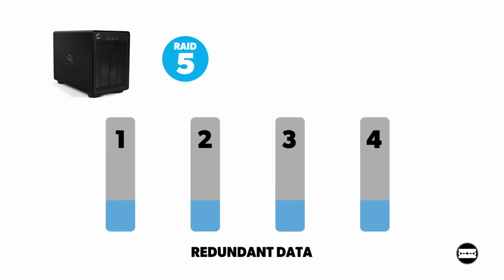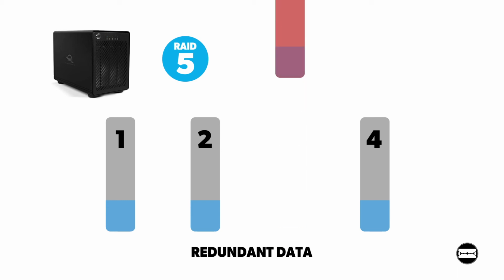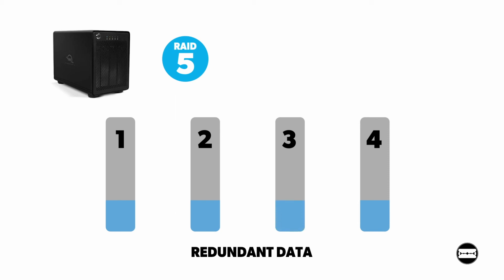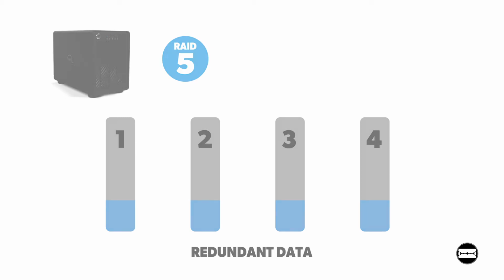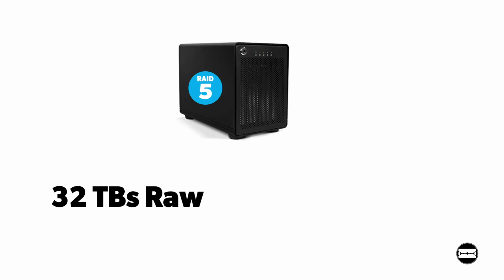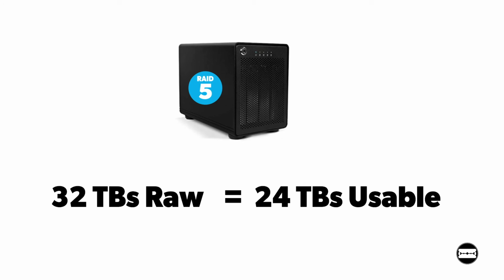RAID 5 is a common RAID configuration used for video editing. It utilizes partial redundancy across all of the drives to protect you from drive failure. If a drive should fail, you can pull it out and replace it with a new drive. The data can be rebuilt using the existing data on the other drives. This redundant data uses up some of the capacity of the drive. For example, a 32 terabyte RAID formatted in RAID 5 would equal 24 terabytes of usable space.